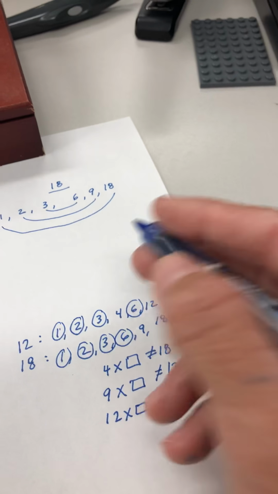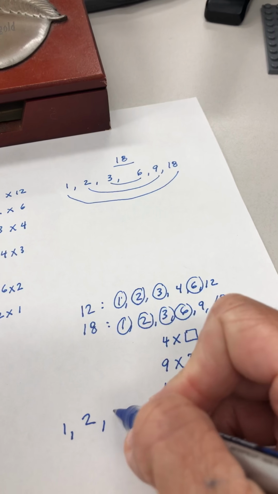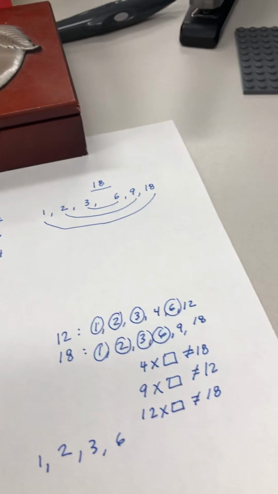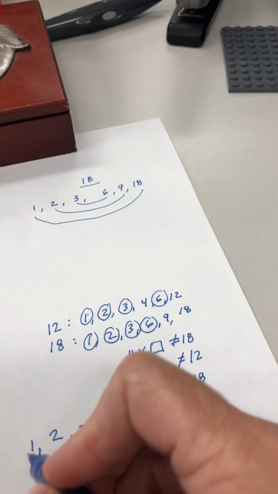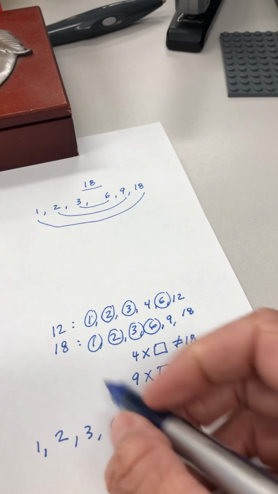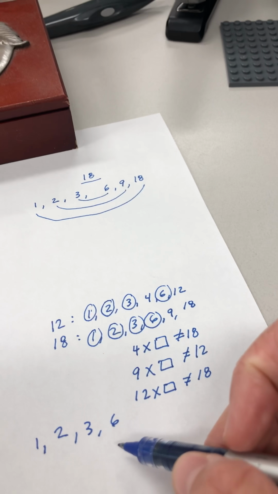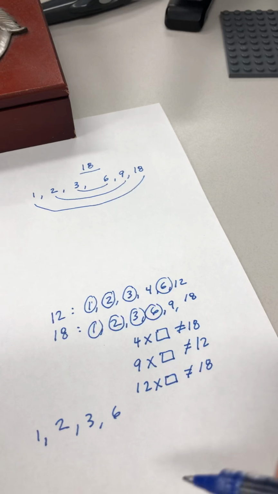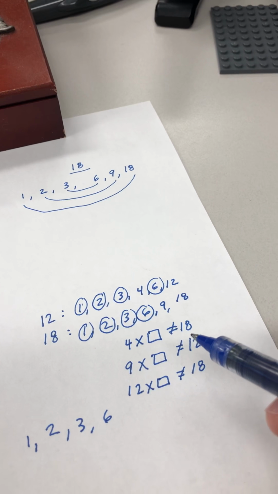Okay, so our common factors here would be 1, 2, 3, and 6, which means that 12 and 18 can be divided by any of these numbers, or any of these numbers can be multiplied to equal 12 or 18. This becomes very important in finding common factors when you're looking into fractions and trying to simplify fractions, which we will be doing a couple chapters from now. So we want to practice that skill as well.